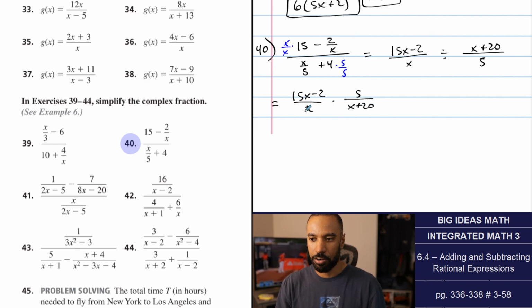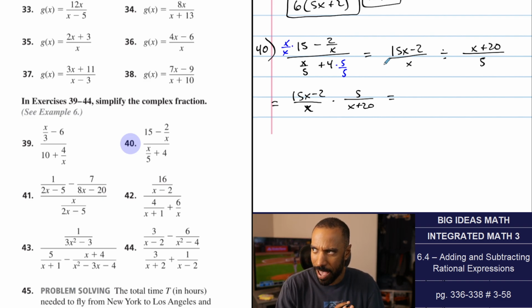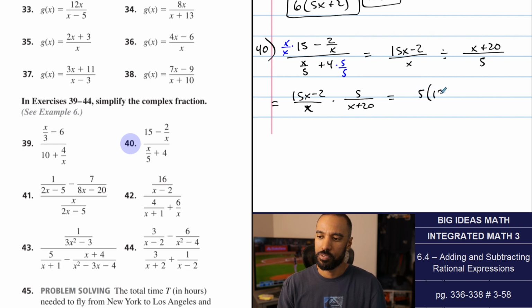And nothing here factored. I would have done that actually in the previous step. 5 times 15x minus 2 is something that, let's see, do we clean that up? I think we just leave it factored. If nothing could factor, we don't distribute. So 5 times 15x minus 2 over x times x plus 20.